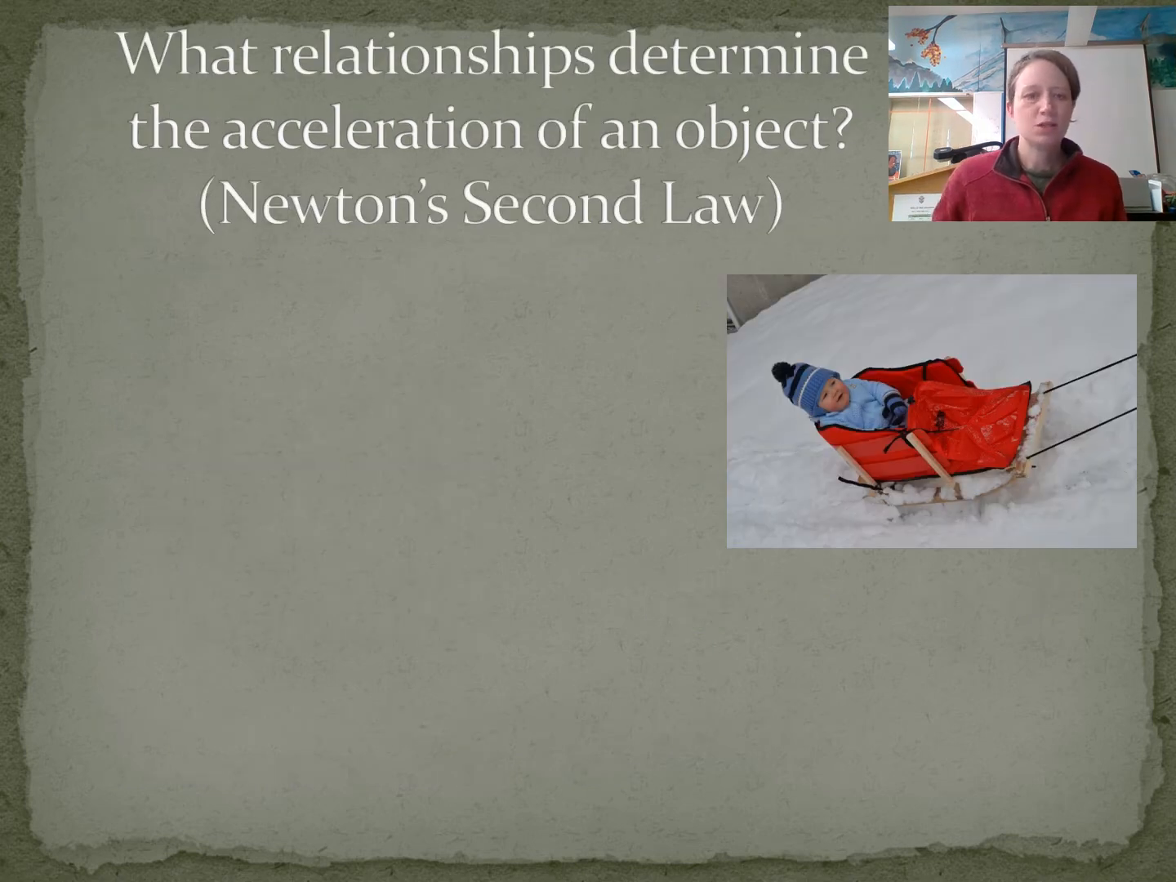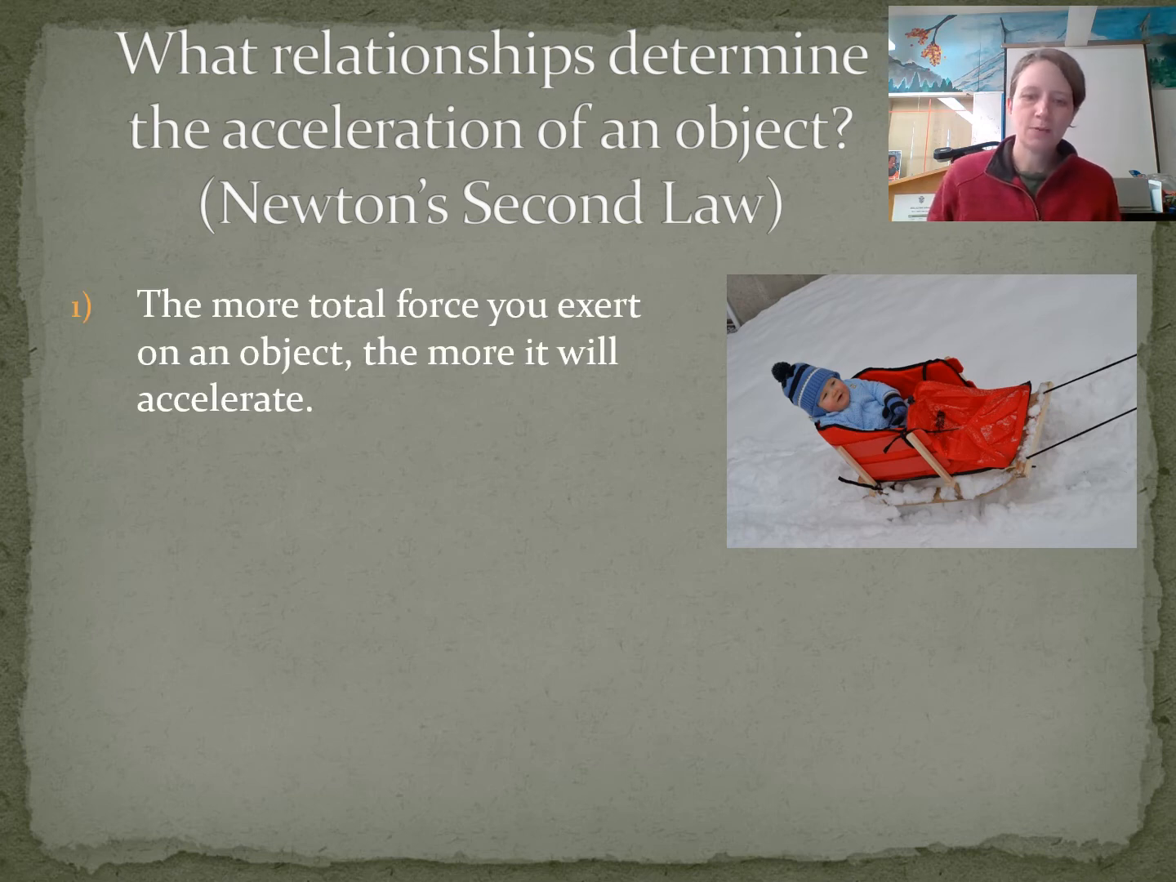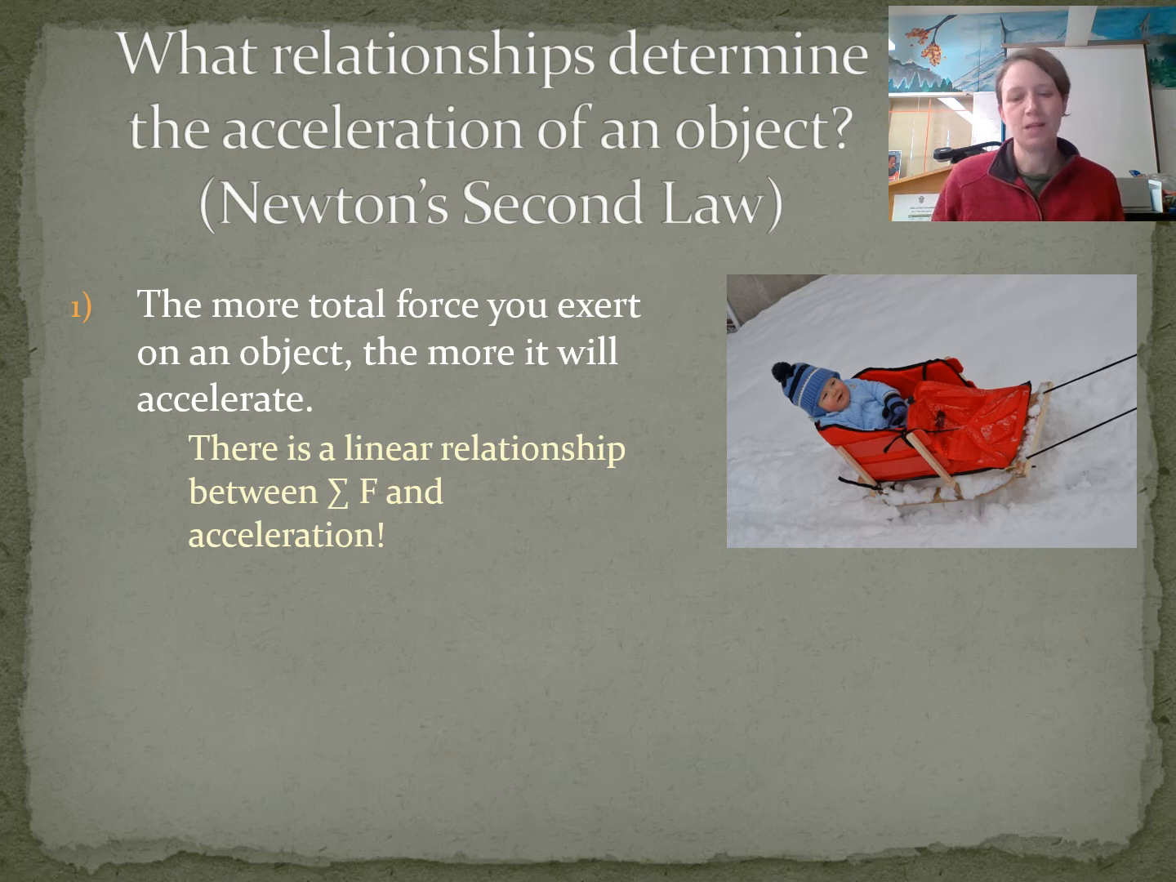All right, so now let's create a new equation that is built up from all the relationships that determine the acceleration of the object. The first relationship, which we've already talked about in the last slide, is the more total force you exert on an object, the more it's going to accelerate. Another way of phrasing this is there is a linear relationship between sigma F and acceleration.